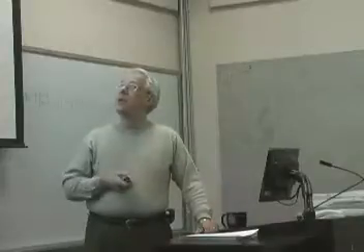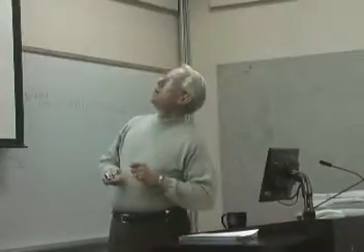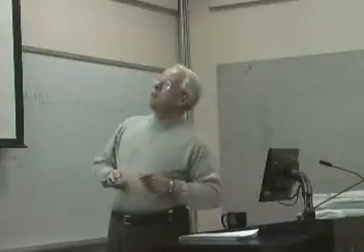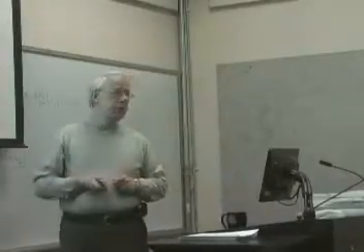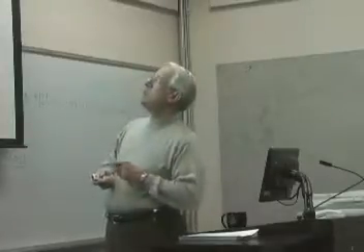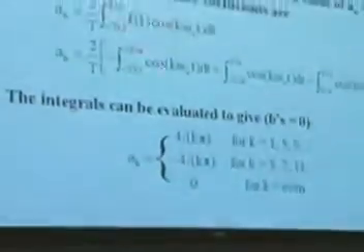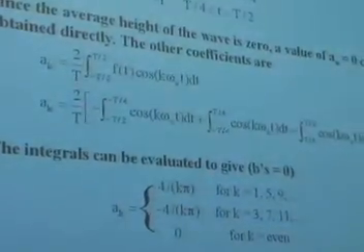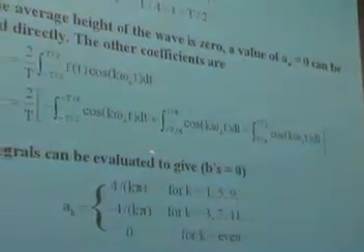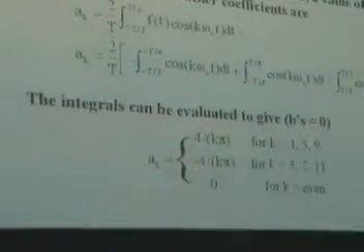I remember having to do these things by hand, especially when I was doing quizzes. Yeah, not fun. All right, use a continuous Fourier series to approximate a square wave. So here are the conditions for the square wave. The average height of the wave is 0, so a0 equals 0 can be obtained directly. Here are the other coefficients, so this is what you're solving for. You evaluate the integrals. These are 0. Here's what you get for the a's.